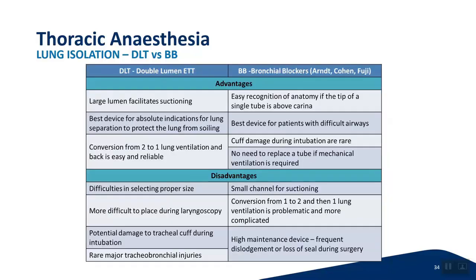The respective advantages and disadvantages of the 2 lung isolation methods are outlined here. Bronchial blockers are more costly compared to DLTs. They also require the use of fiber optic bronchoscopy for insertion. DLTs can be inserted blindly and position confirmed clinically, although this is less desirable.